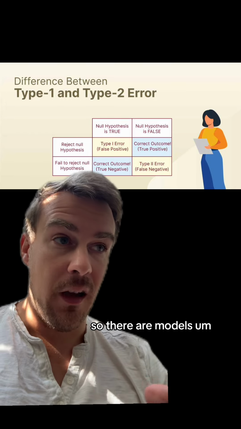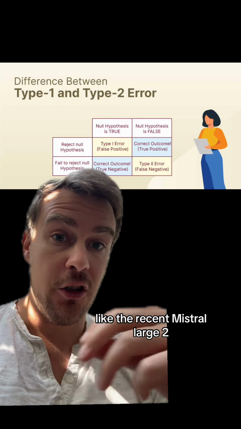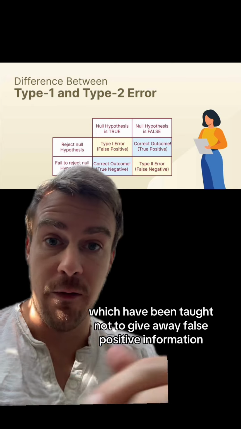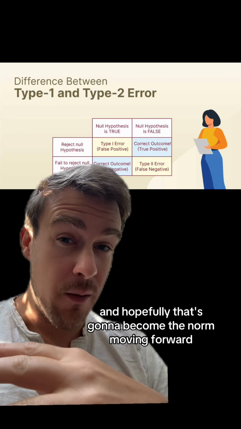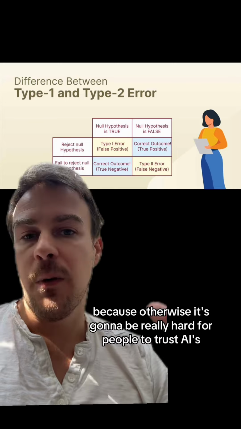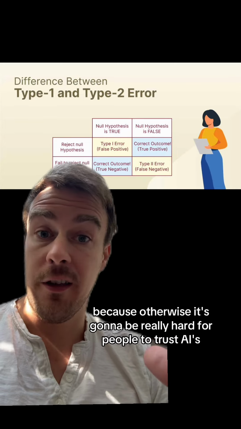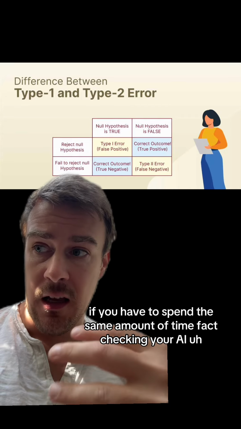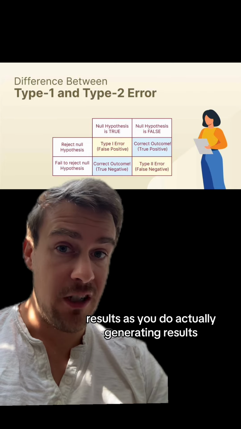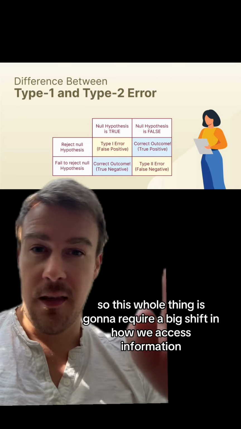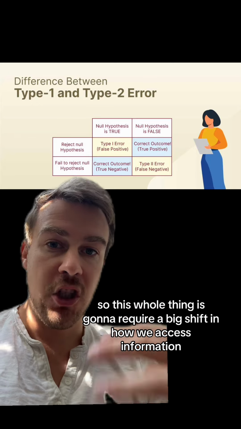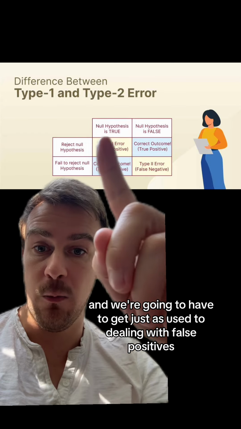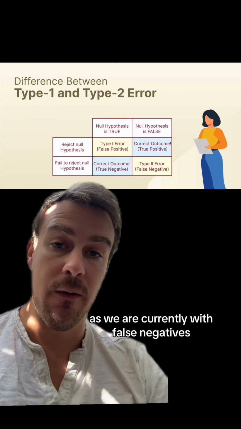So there are models like the recent Mistral Large 2, which have been taught not to give false positive information. And hopefully that's going to become the norm moving forward, because otherwise it's going to be really hard for people to trust AIs. If you have to spend the same amount of time fact-checking your AI results as you do actually generating results, then what's the point? So this whole thing is going to require a big shift in how we access information, and we're going to have to get just as used to dealing with false positives as we are currently with false negatives.